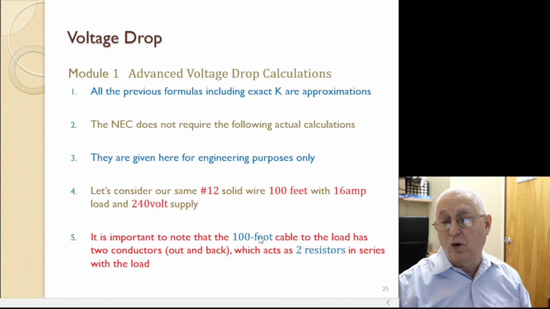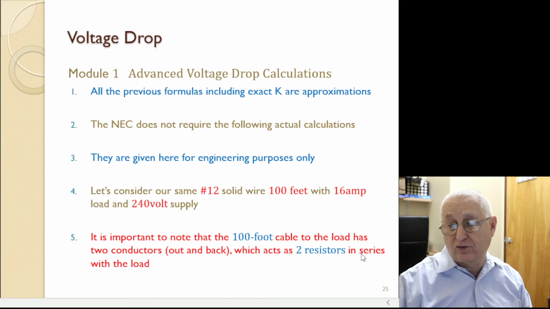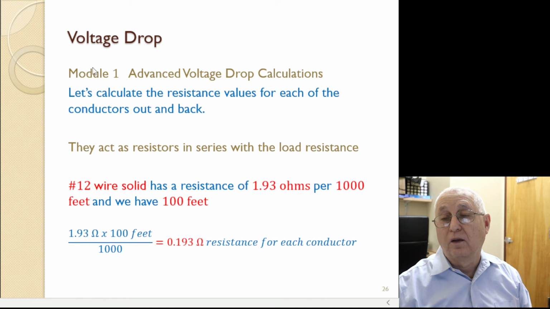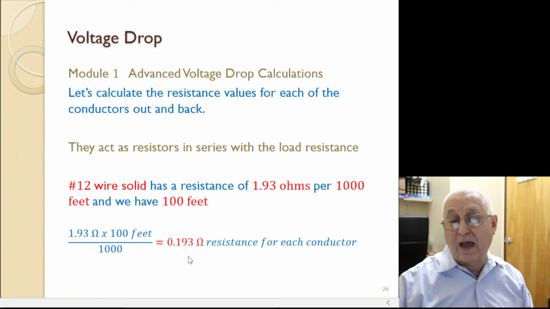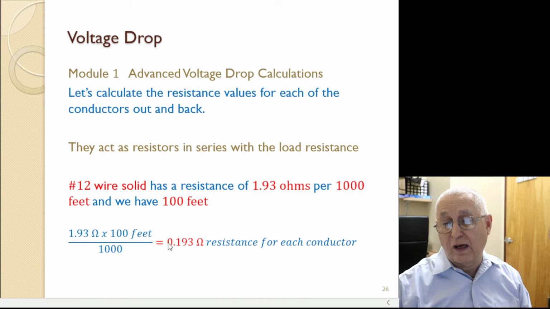It is important to note that the 100-foot cable to the load has two conductors, out and back, which act as two resistors in series with the load. Let's calculate the resistance values for each of these conductors. Number 12 wire solid has a resistance of 1.93 ohms per 1,000 feet, and we have 100 feet. So 1.93 ohms times 100 feet divided by 1,000 gives us a resistance value of 0.193 ohms for each conductor going out and back.